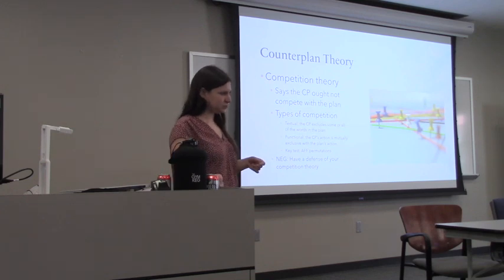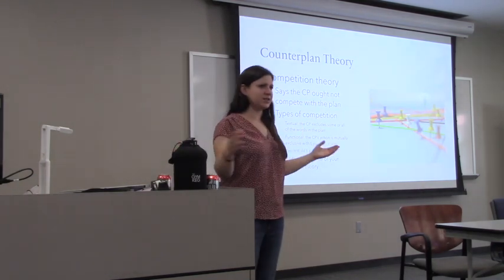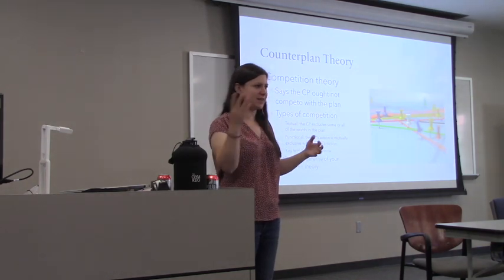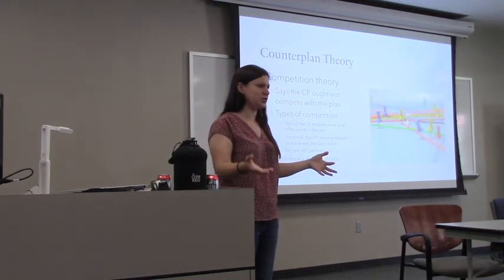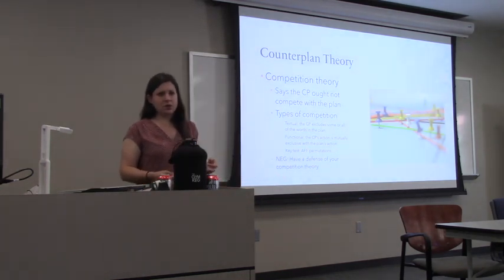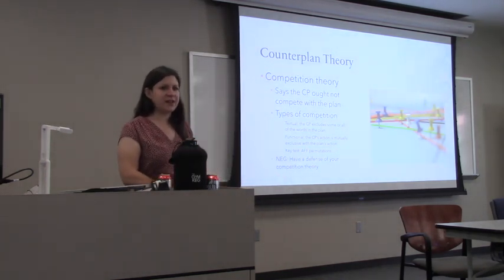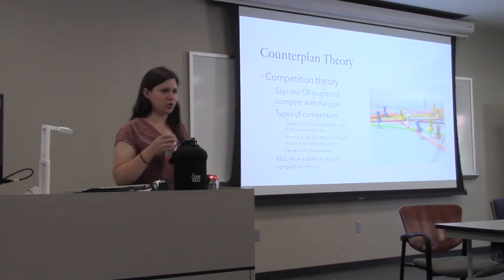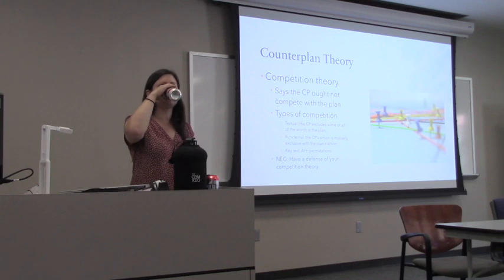You're doing the plan of the affirmative as well as the plan of the negative. Yeah, so a permutation is just a test of competition that says, can we both do the plan and do the thing that the negative said in the form of a counterplan? The negative should always have a defense of the competition theory that underlies the counterplan that you're reading. And this will make more sense when we talk a little bit more about some examples.